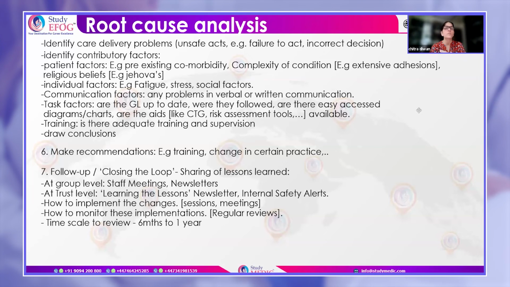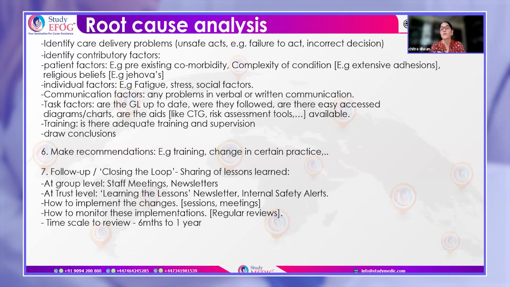So patient factors, like the patient was highly morbid, or something went wrong during the surgery, so there were a lot of adhesions, or in cases of postpartum or antepartum hemorrhage, whether the patient was a Jehovah's Witness. There could be personal problems with the doctor, like the doctor was too fatigued, there was too much stress, or there were some social factors. Communication, like improper communication, whether verbal or written.